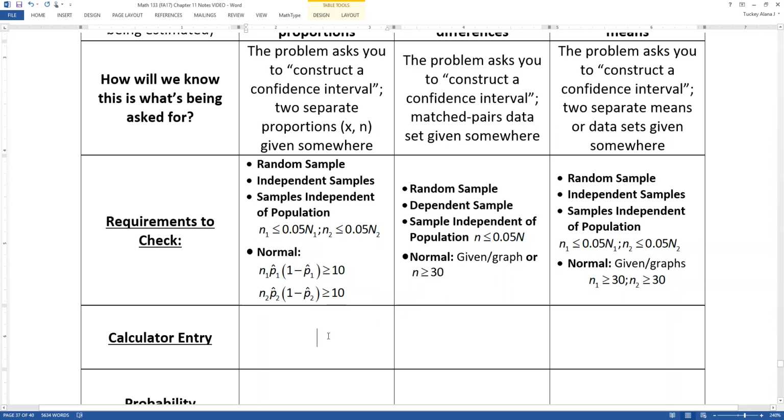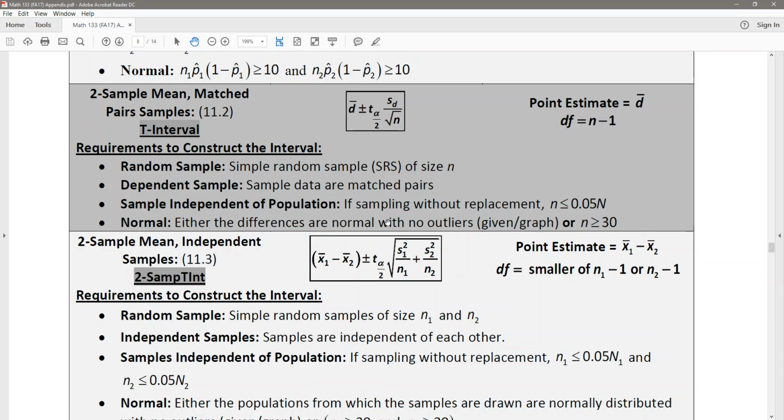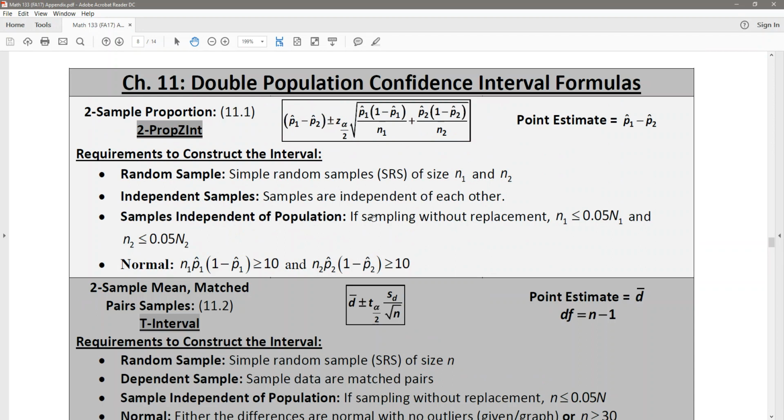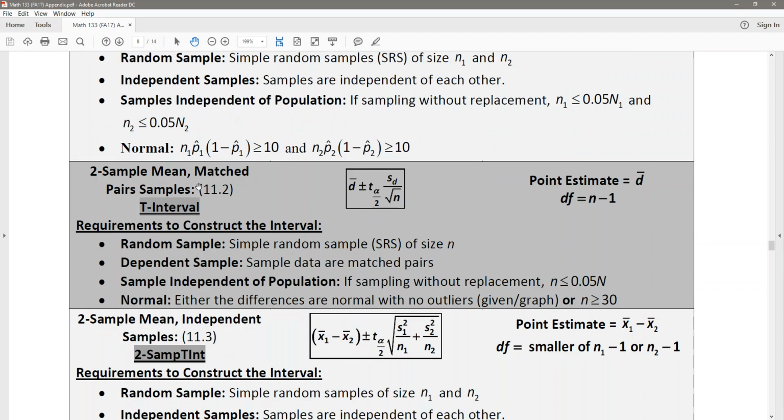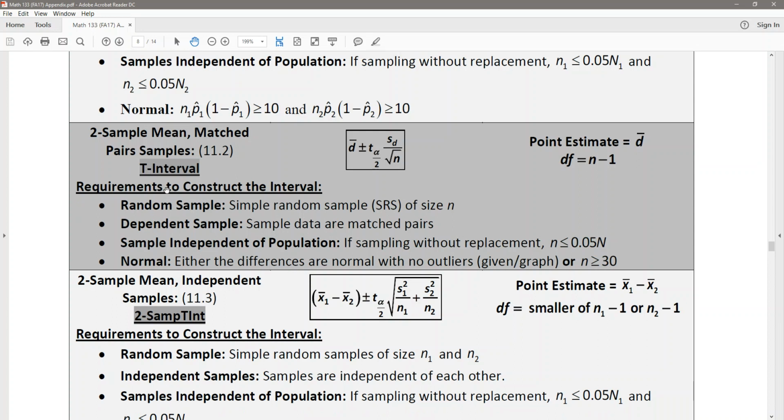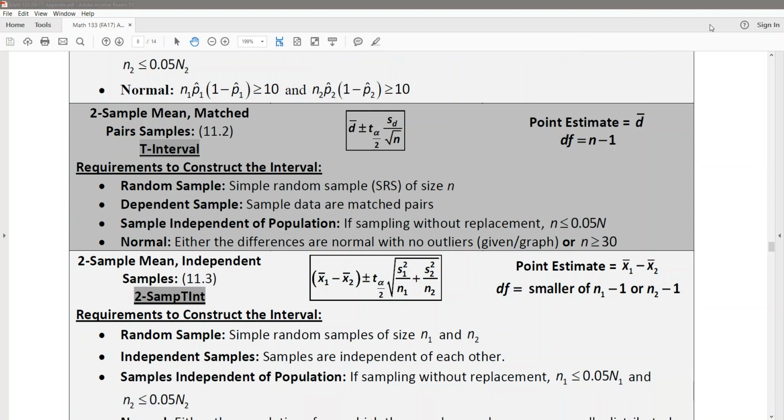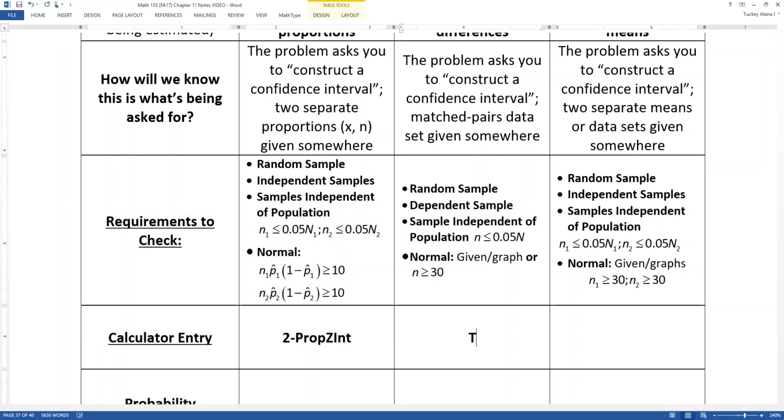Now the calculator entry for these is pretty straightforward. For the interval for two proportions, it's the 2 prop z int. And if you look at the table, I actually tell you that it's that right there in that gray highlighting, 2 prop z int. And down here you can see the gray highlight t interval and 2 samp t int. So that's what they are, t interval and 2 samp t int.